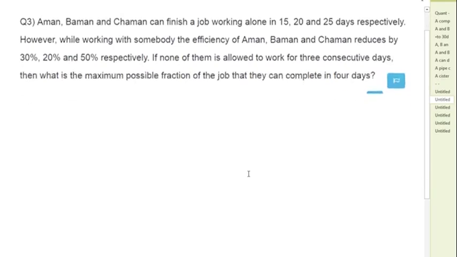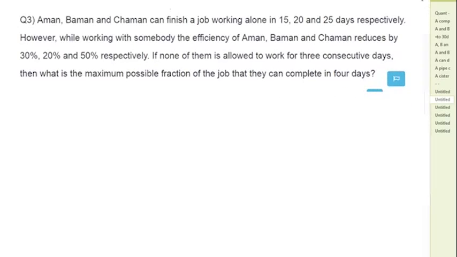So A, B, and C can finish a job working alone in 15, 20, and 25 days. But when they work with someone, their efficiency reduces by 30%, 20%, and 50% respectively. And none of them are allowed to work for 3 consecutive days. What is the maximum possible fraction of job they can complete in 4 days?